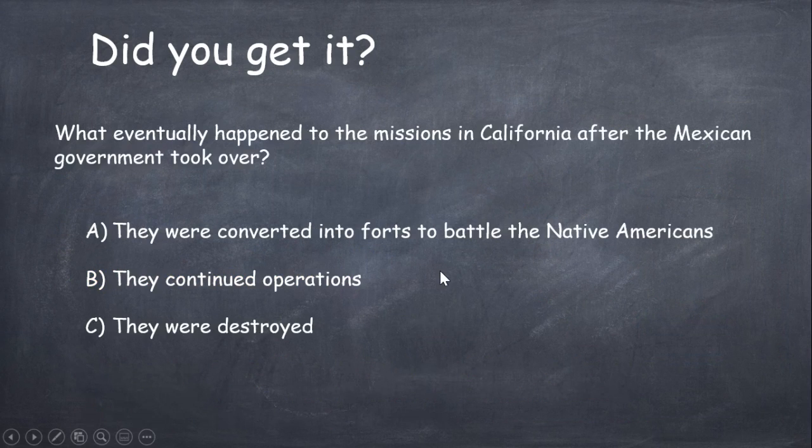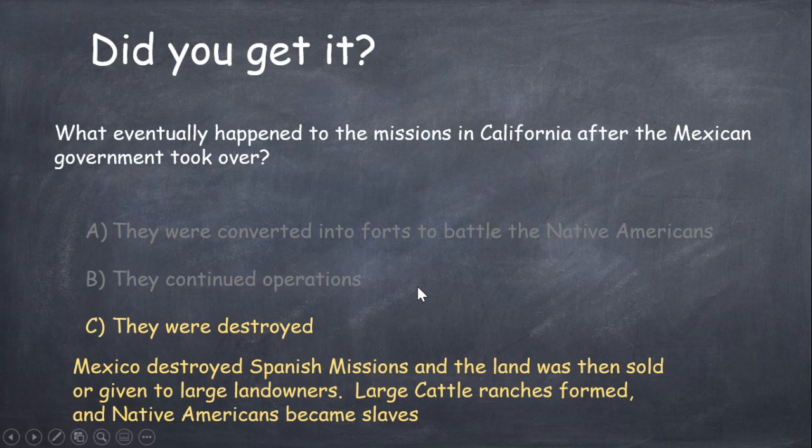All right, so what eventually happened to the missions in California after the Mexican government took over? Michigan destroyed them, right? Mexico. I don't know why I said Michigan there, guys. Mexico destroyed the Spanish missions, and the land was then sold and given to large landowners. Like big cattle farms formed, and Native Americans became slaves. So Mexico, after they took care of California, they were like, you know what? Let's bulldoze these. They didn't have bulldozers, so I don't know how they destroyed them. Probably with a bunch of hammers. Brick by brick, piece by piece, they destroyed them.